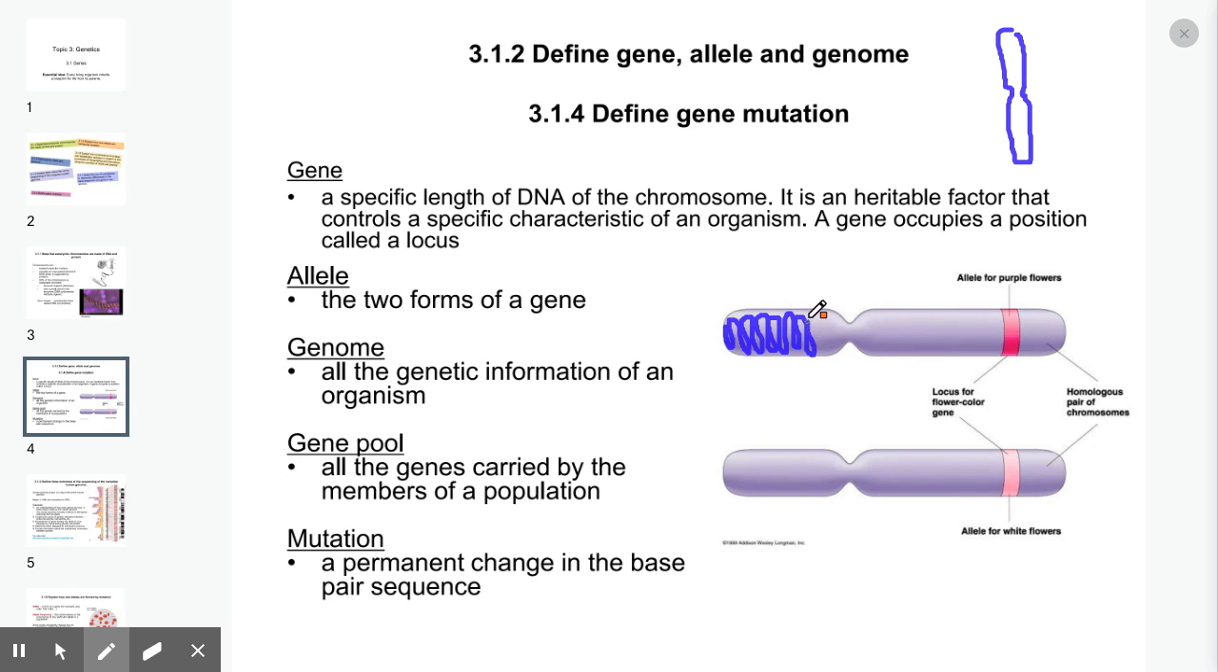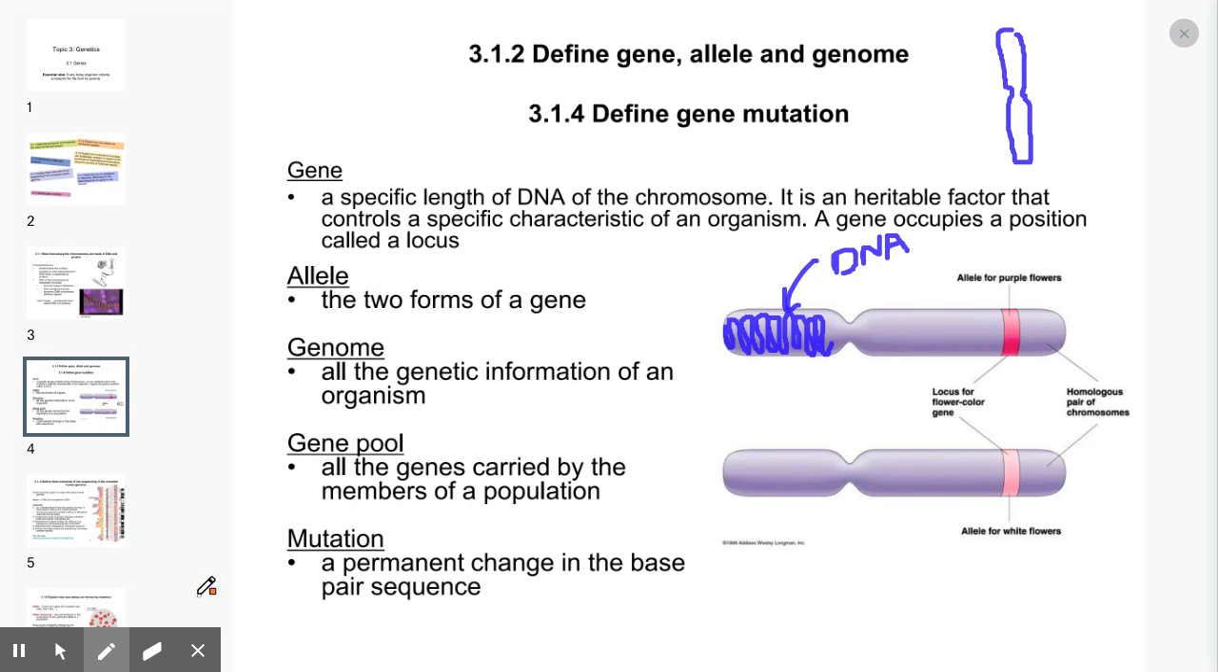I mean, it's really wrapped up, right? But this whole thing is just compacted, double-stranded DNA. So that's what your chromosomes are. We just said that in 3.1.1. So it's DNA plus our proteins that package them together.